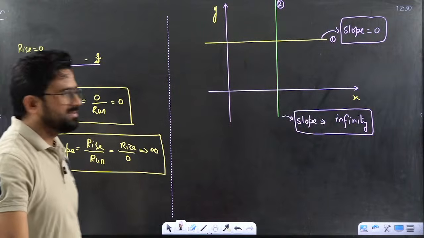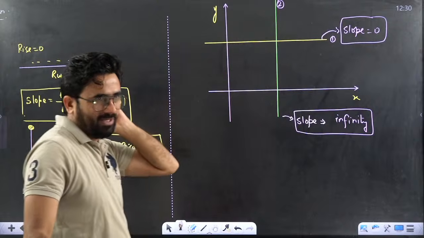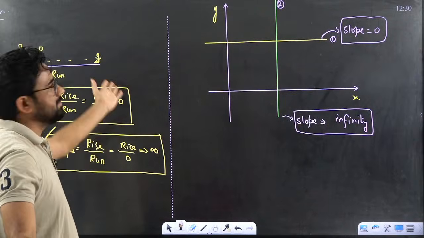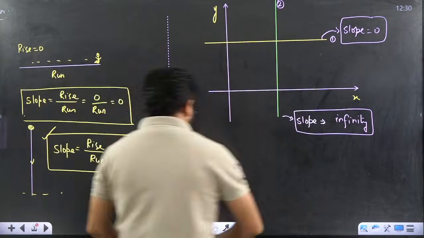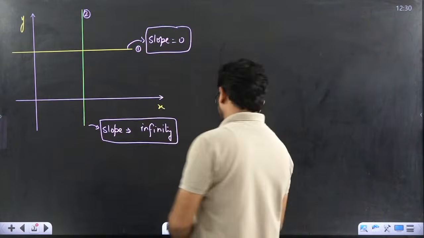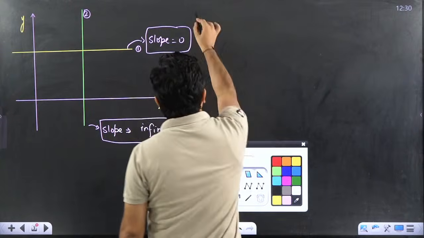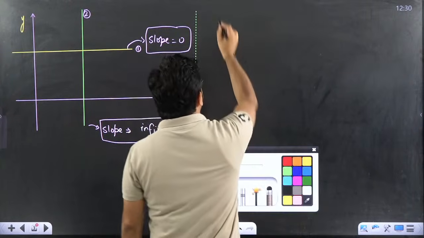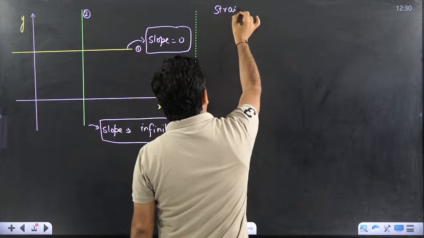Perfect. Alpha circuit, your answer is correct. This is clear to everyone? Yes. Now we are solving for any other line, not only these two lines. For a general line, we are going to solve it. So for that, we are going to start the next topic that we call straight line. Very simple topic that you have to understand.